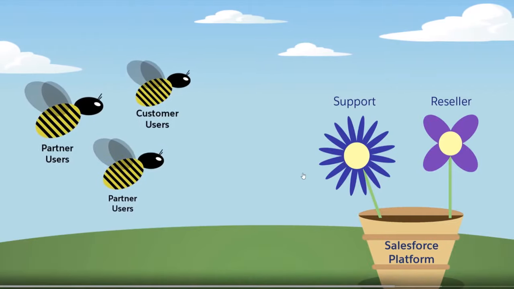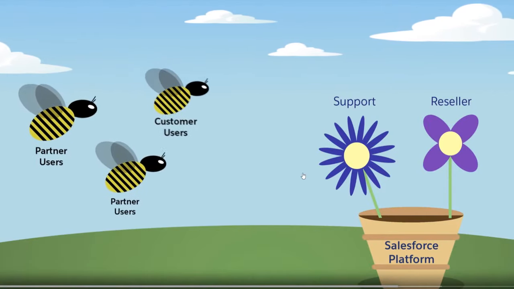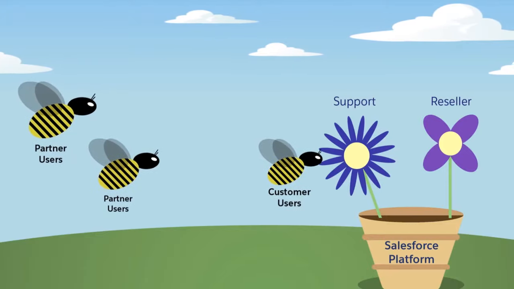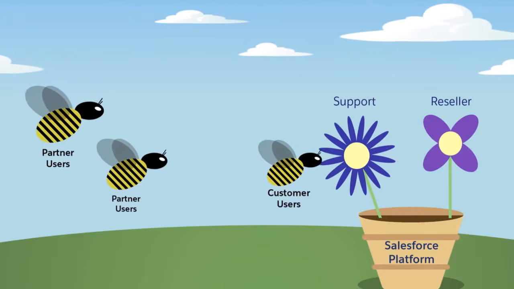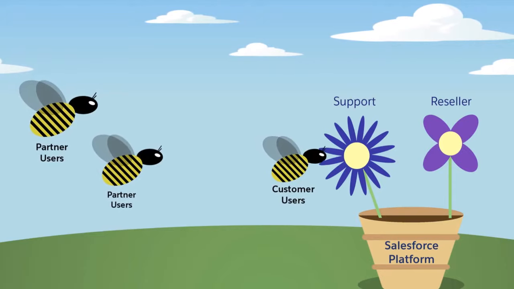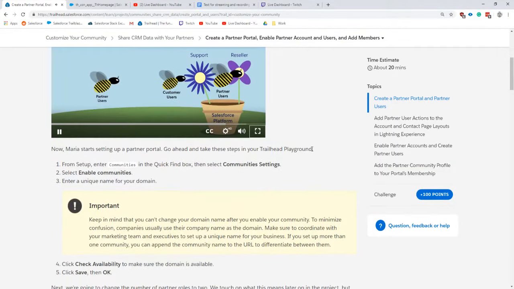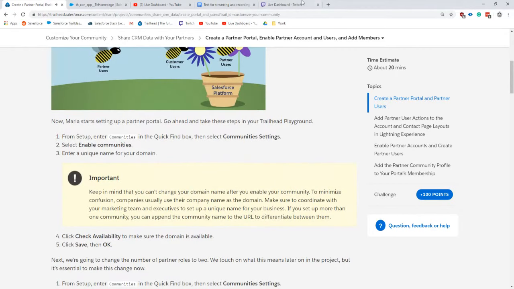The same user can be a member of multiple communities. And a community can have different users with different license types associated to it. Let's take an example. You purchased 10,000 customer community licenses for your support community and 500 partner community licenses for your reseller community. You created 1,000 customer users via accounts and made them members of the support community.